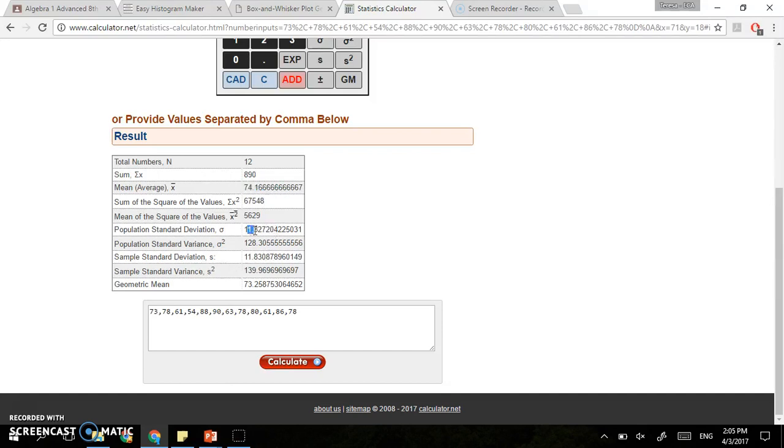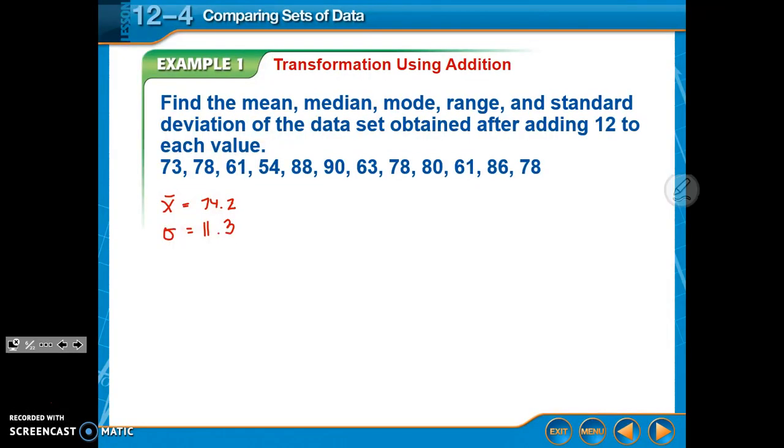So I'm going to just take those two things, the mean, 74.2, and my standard deviation of 11.3. Okay, so from that list, I took the mean and the standard deviation, and I need to find the median, the mode, and the range. So what I'm going to do is write them all in order from least to greatest. Okay, now that I have all the numbers written in order, the median is the middle number.